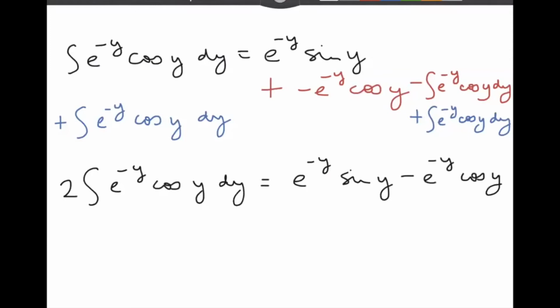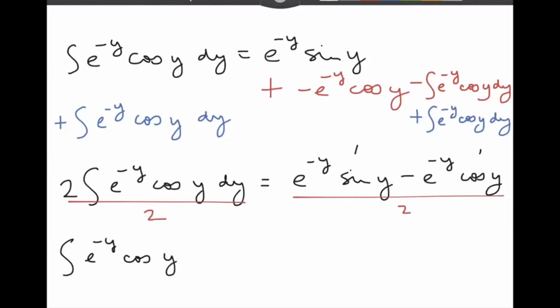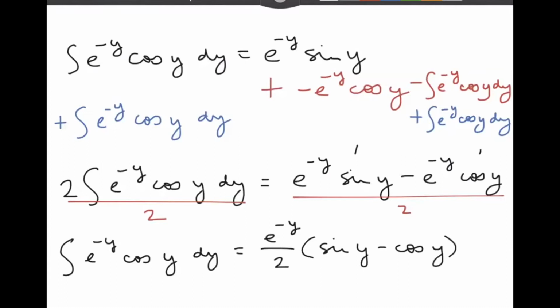And I was trying to find the value of that integral. Well, I have 2 times that integral is equal to this minus this. So now all we have to do is divide both sides by 2. And we get integral e to the negative y cosine y, and now I'll do some pretty factoring, is equal to e to the negative y over 2 times sine y minus cosine y. And of course, no points if you don't remember, plus c.